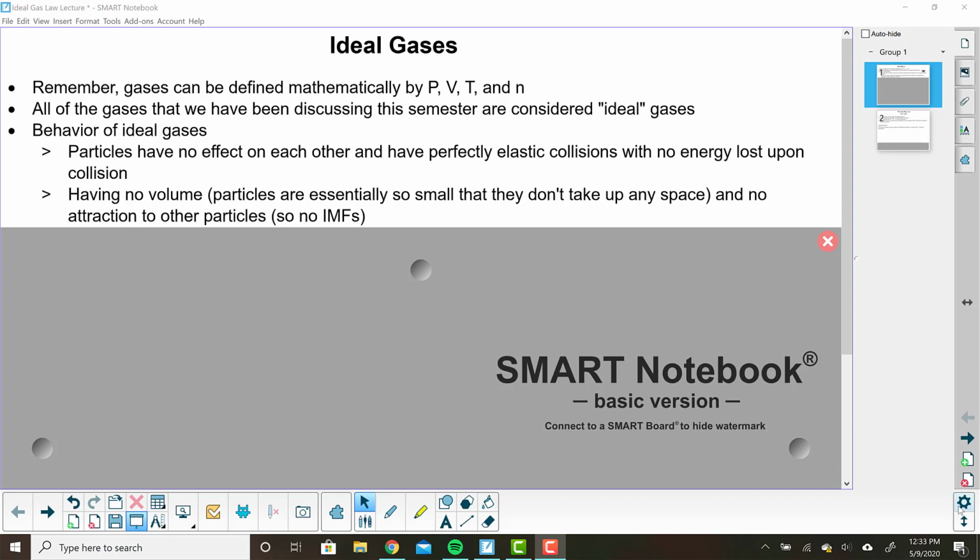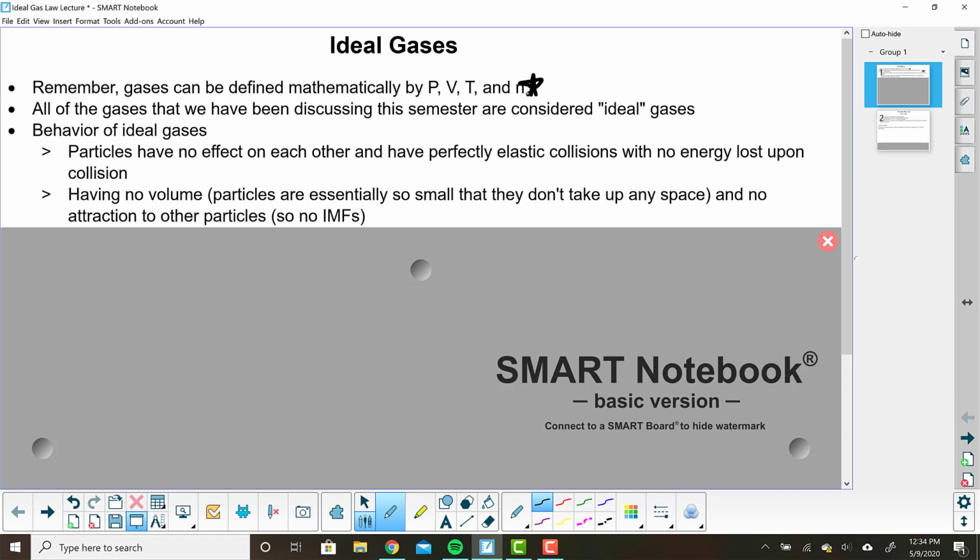Get strapped in. This is our last lecture, and it's going to be about ideal gases. We talked last week about the behavior of gases and how we could quantify that behavior using certain variables: pressure, volume, temperature, and number of moles. So those are these four right here. All of the gases that we talked about last week are considered to be ideal gases. I didn't really introduce this terminology then, but I'm going to today. An ideal gas is one that behaves like the gases we talked about last week.